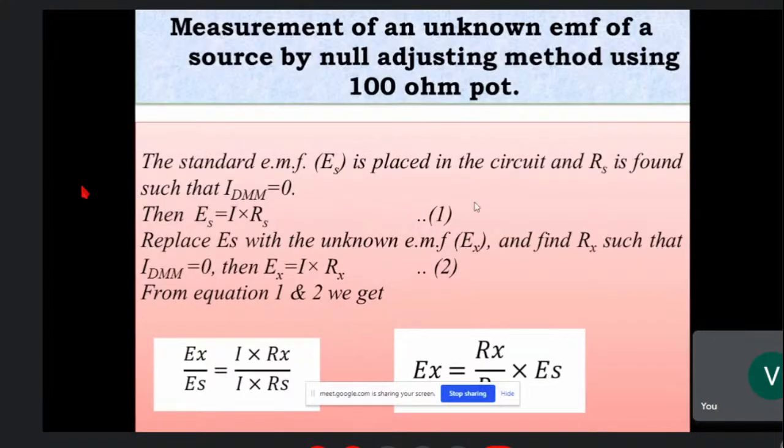So this is also one important thing, that the 100 ohm pot of 10 turns is very smooth, and we can use it for the measurement of unknown EMF. So this is the main idea: to study the EMF, or measure the unknown EMF, using null adjusting of that potentiometer, 100 ohm, 10 turns.